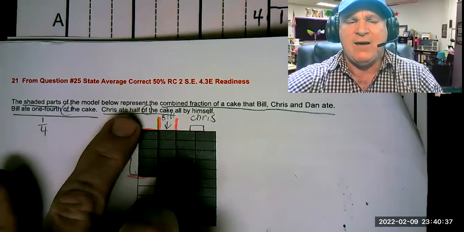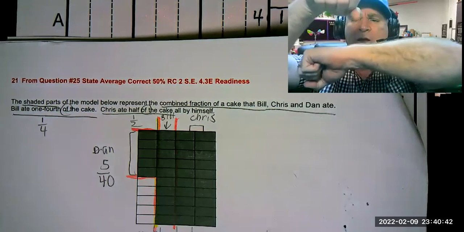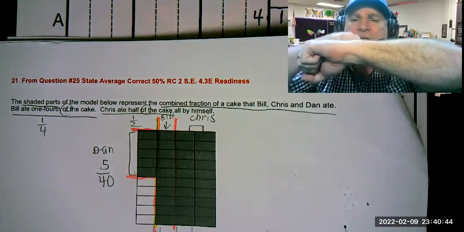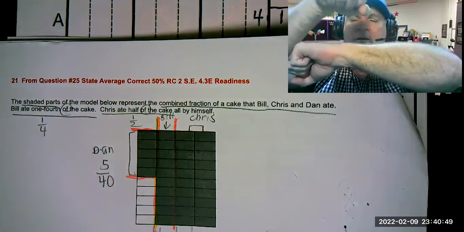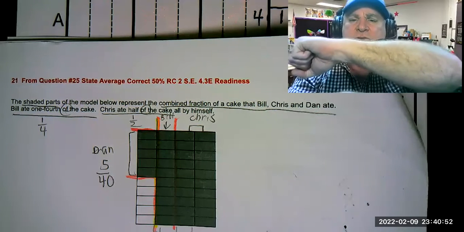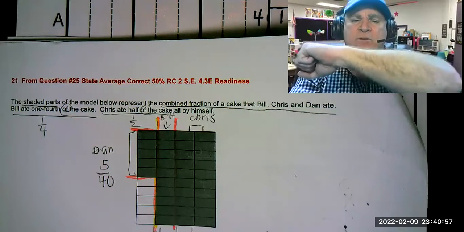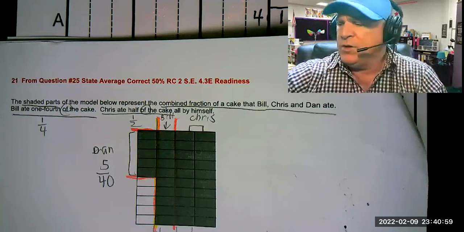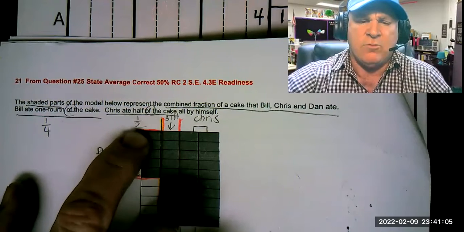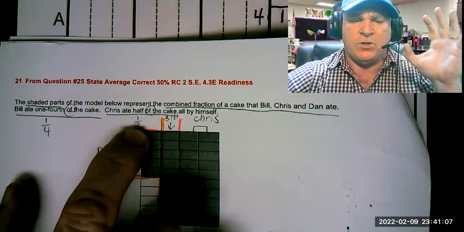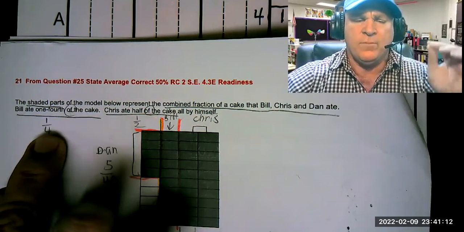Chris ate half of the cake, half of. So half means 1 numerator divided by 2 denominator. 1 dividend divided by 2 divisor. One fraction part divided by two fraction whole. So as soon as your kids can see the word half, they need to remind their brain to take a picture of 1/2, and 1/4 is 1/4.